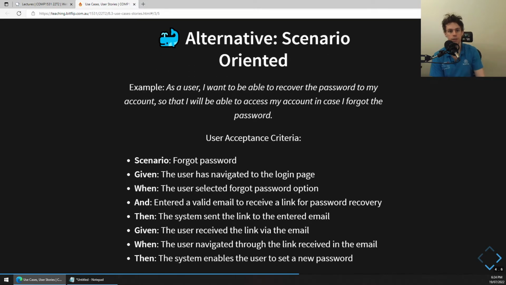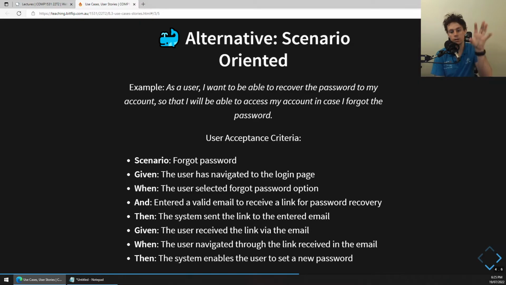So for example here, if I said, as a user, I want to be able to recover the password to my account so that I'll be able to access my account in case I forgot the password, the user acceptance criteria might be like, given that the user's navigated to the login page, when the user selected forgot password and they entered a valid email, then the system sent a link to the entered email. And given that the user received the link in the email, when the user navigated through the link, then the system enables the user to set a new password.